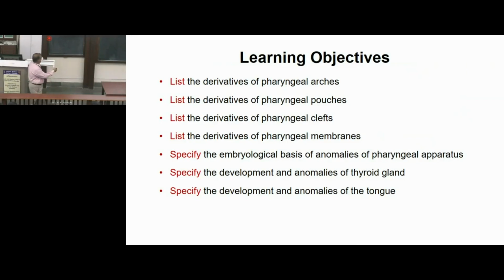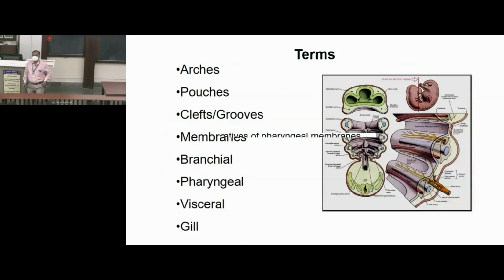Specify the embryological basis of anomalies of the pharyngeal apparatus. That means anomalies of pharyngeal arches, pouches, clefts and membranes. Specify development and anomalies of the thyroid gland and of the tongue. So let's now throw light on the various terms that relate to the pharyngeal apparatus.